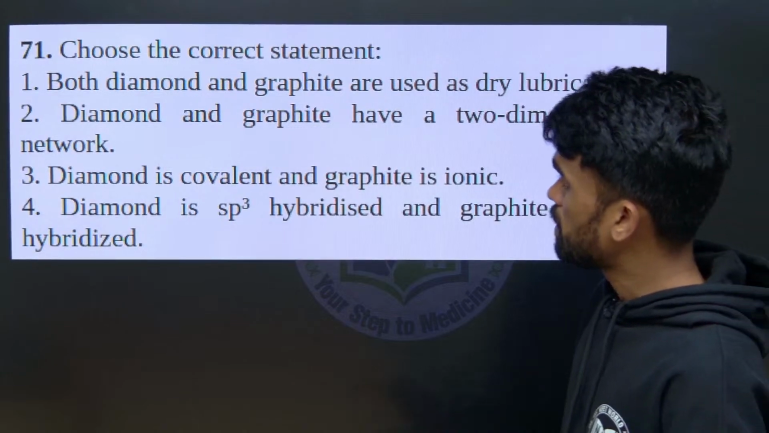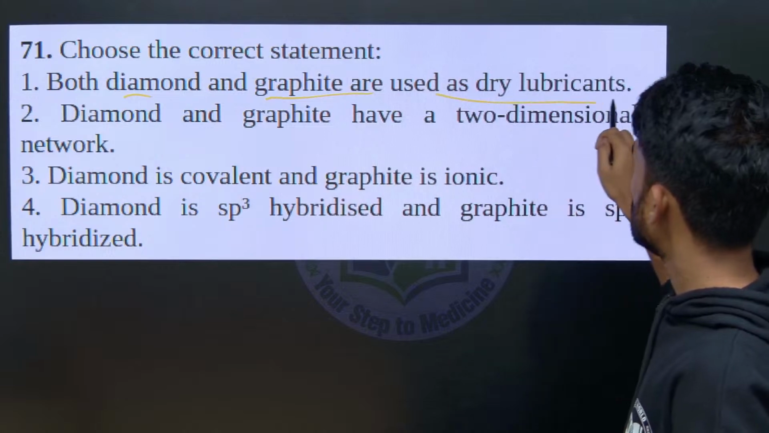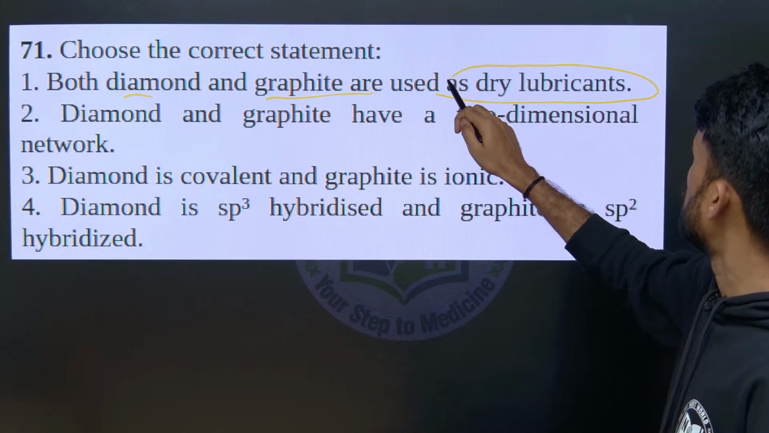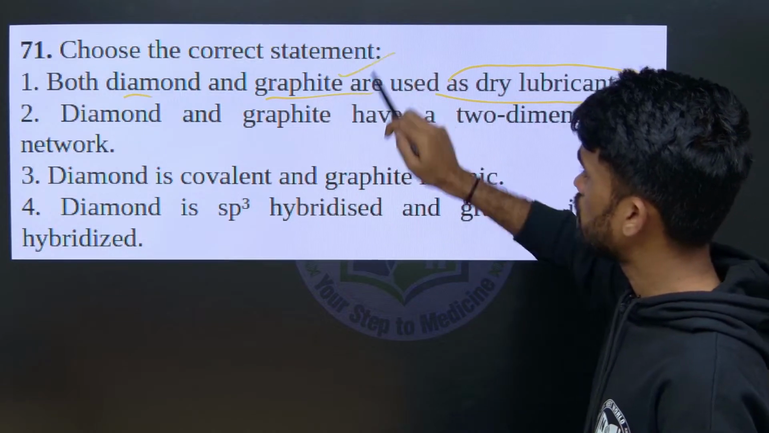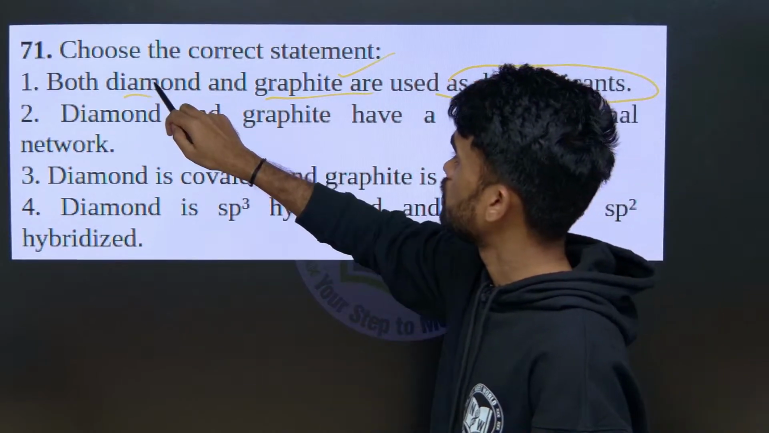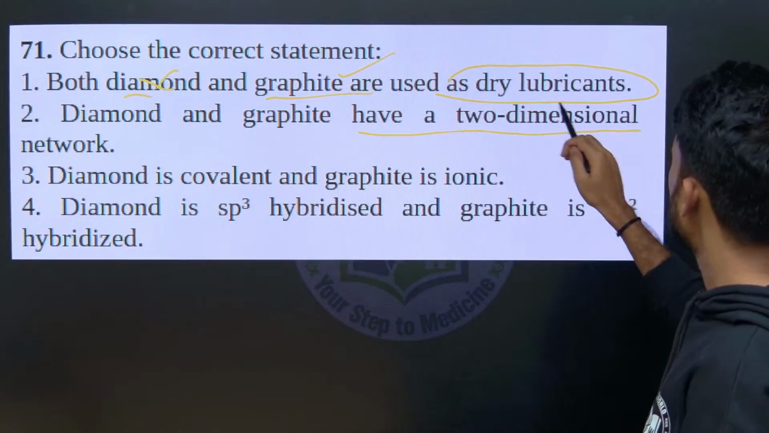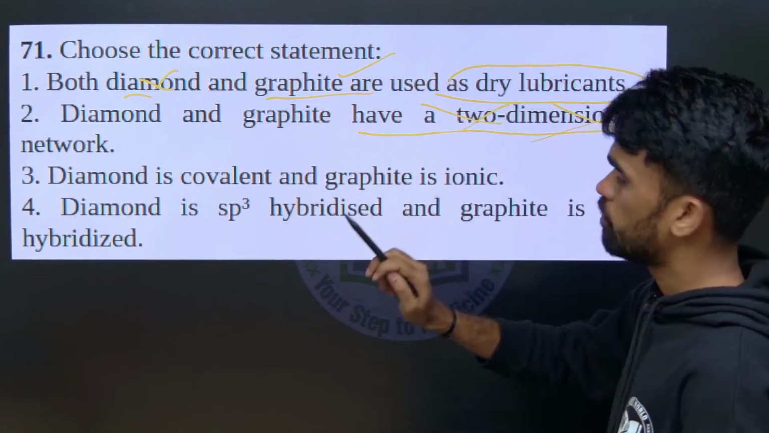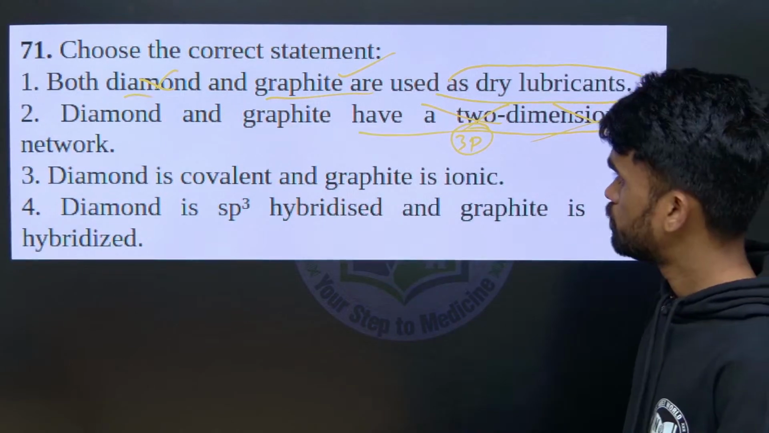Next, diamond and graphite, this is also an important question. See, diamond and graphite are used as lubricants. So we know only graphite is used as a lubricant, but not diamond. Next, do diamond and graphite have a two-dimensional network? No, they have a three-dimensional framework, right?